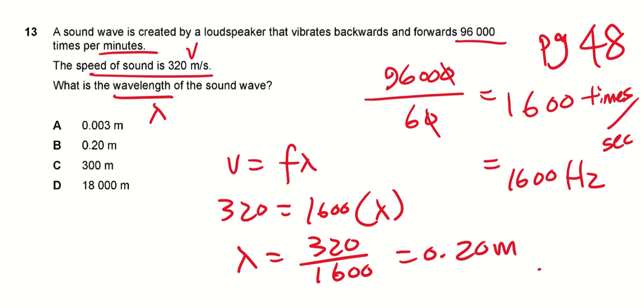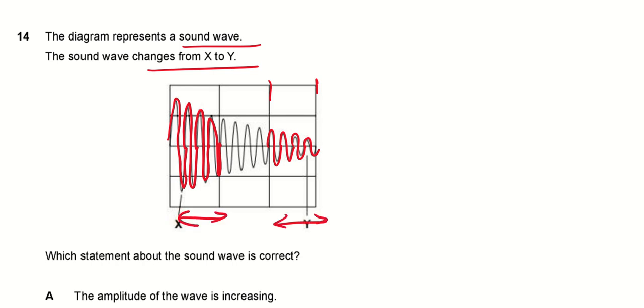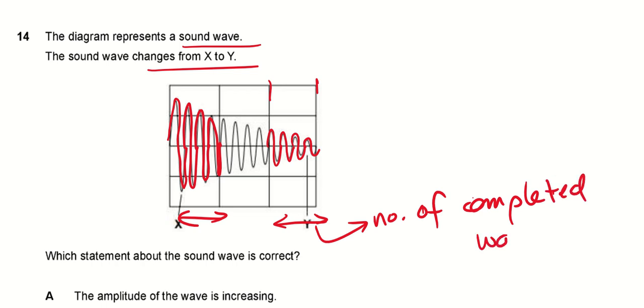So are we okay? Okay, it represents a sound wave. The wave changes from X to Y. For X, let's see for this square, how many times it completes one wave? 1, 2, 3, 4. Then we check for this square here. 1, 2, 3, 4. So in both cases, the timing is the same, right? And the number of waves completed is 4.